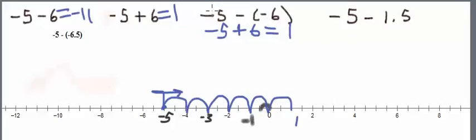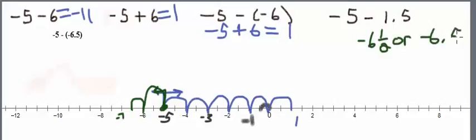What if I have negative 5 minus 1.5? So now we got a fraction. This is called a real number. I'm going to start at negative 5. I'll do this one in green. And I'm going to subtract, so I'm going to go this way, 1 and a half. So a whole one is 2 of these units, and a half is just one of them. So I ended up between negative 6 and negative 7. What's between negative 6 and negative 7? Negative 6 and a half, or negative 6.5.